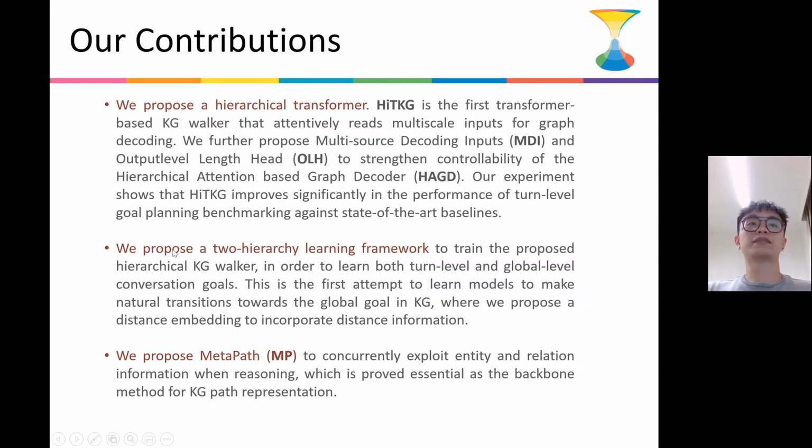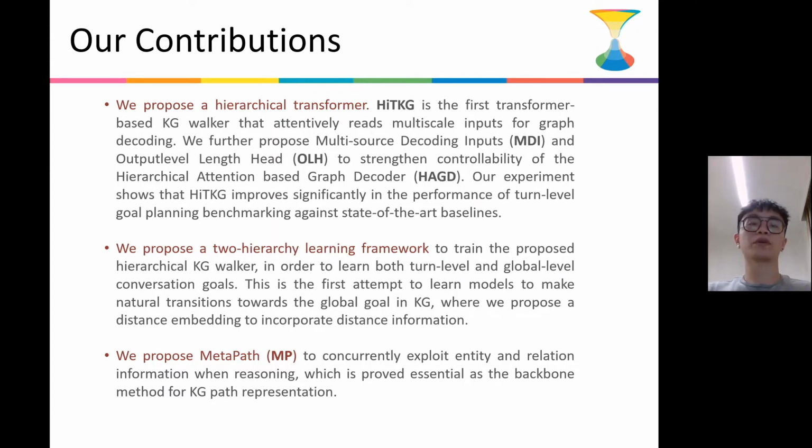The second contribution is that we propose a two-stage hierarchical learning framework to train the proposed hierarchical KG walker in order to learn both turn-level and global-level conversation goals. This is the first attempt to learn models that make natural transitions towards the global goal in the KG, where we propose a distance embedding to incorporate distance information. Regarding this contribution, I want to reiterate that we are the first to build a global goal-guided dialogue system.